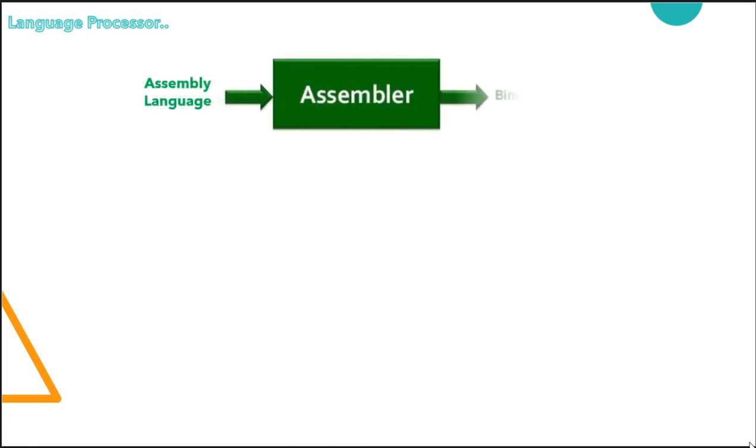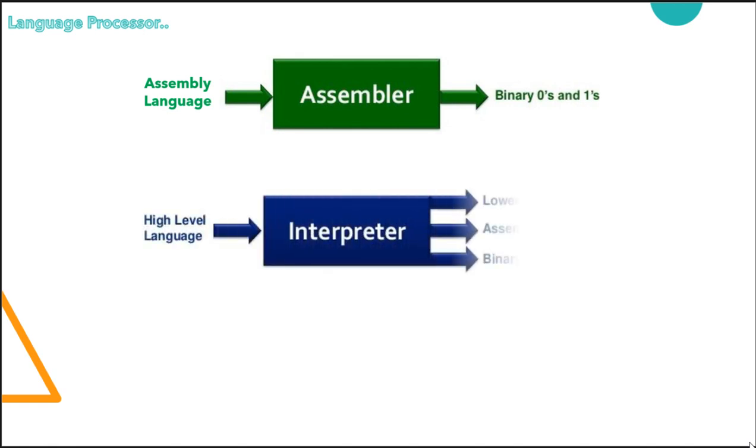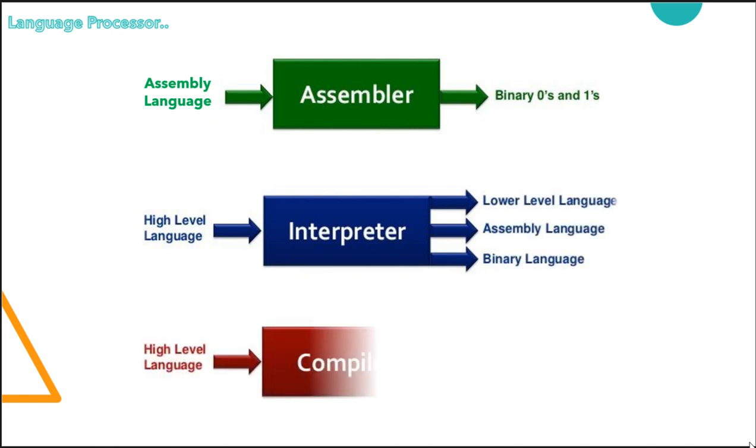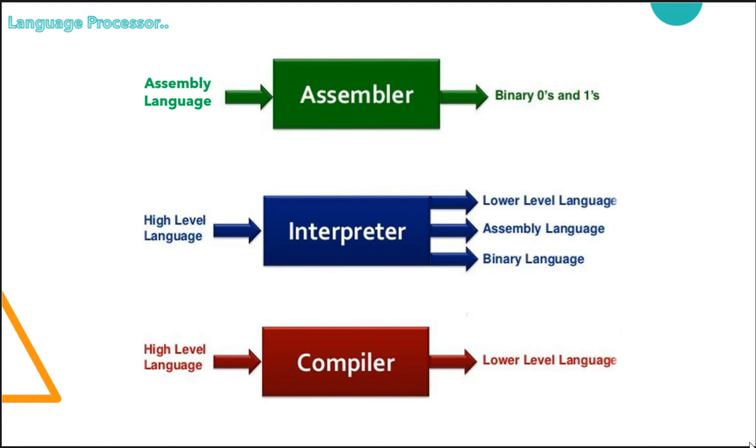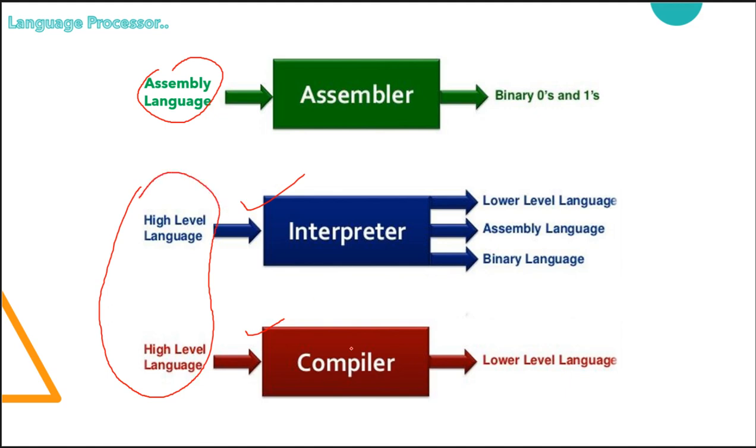Assembler translates programs written in low level or assembly language into machine code, and compiler and interpreter translate programs written in high level languages into machine code that a computer can understand. So here you can see our assembler can convert an assembly language program into machine code, but interpreter and compiler both can convert a high level language program into machine code. Then what is the difference between interpreter and compiler?